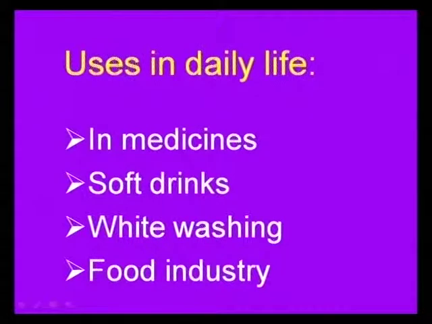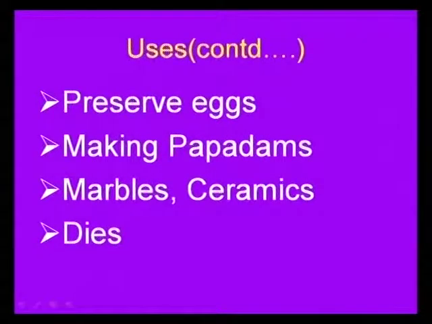So, all these reactions we are using in daily life. For what purpose are we using them? In medicines, Spheros, we are using calcium and iron. In soft drinks we are using carbon dioxide. In whitewashing we are using calcium carbonate. In the food industry we are using calcium hydroxide, and in preservation of eggs also we are using calcium hydroxide. In making papads we are using calcium hydroxide. In marbles and ceramics we are using calcium carbonate. In dyes also we are using lead oxide.